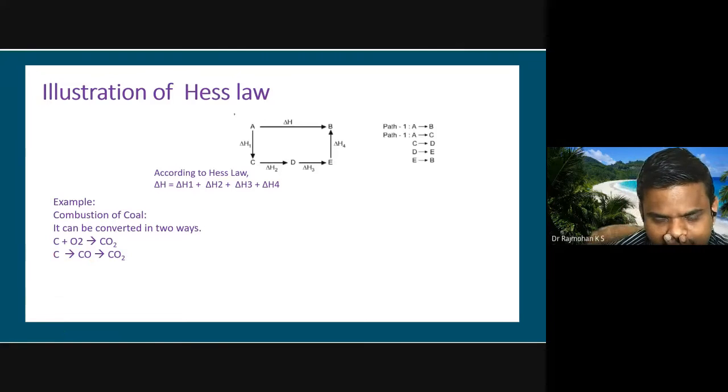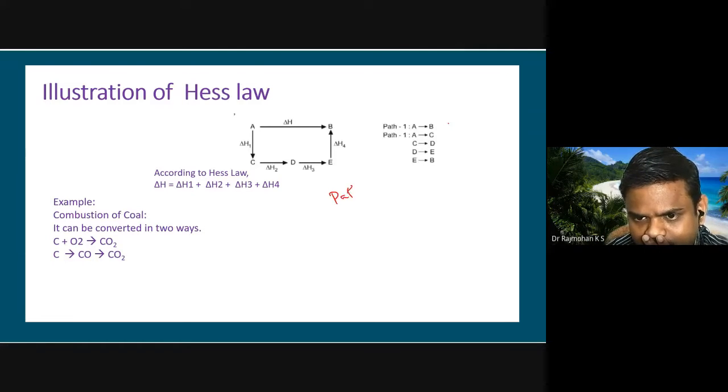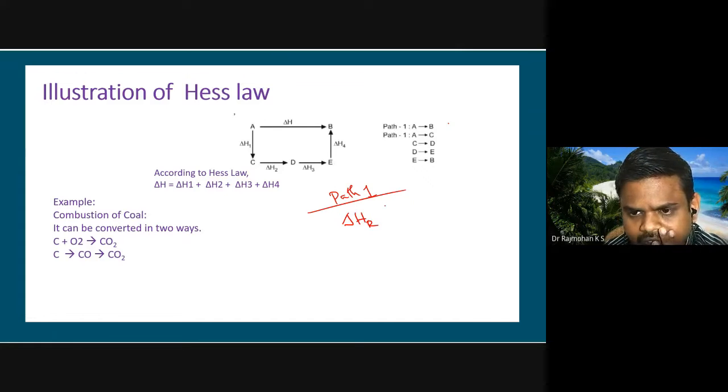Okay, so first this can be similar to here. What is our path 1? Path 1 is we have delta H of the reaction for C plus O2 giving CO2. For this we have delta HR. Let it be 1.